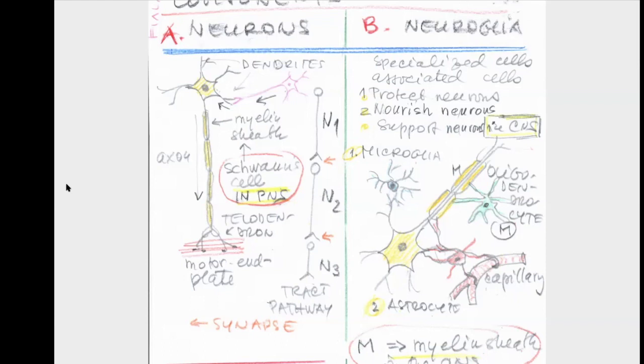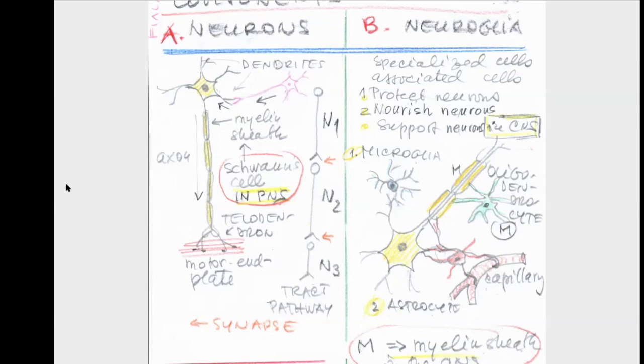In the same column, we see also the chain of the neurons. It's written N1, N2, and N3. And the neurons are interconnected via the synapses, and they consist of more than 2 neurons, even 4 or 5, and we call them the neural pathways or neural tracts.